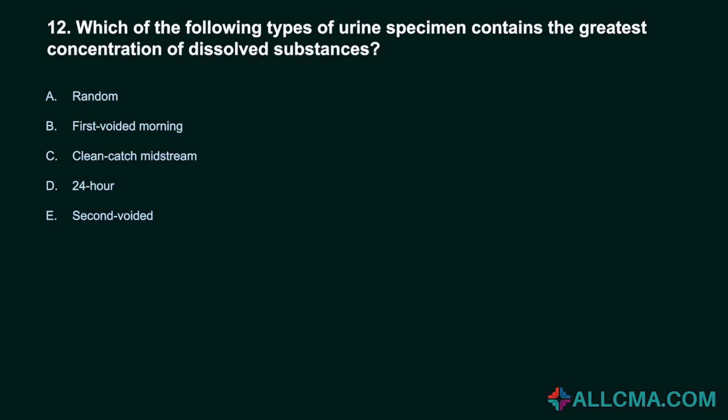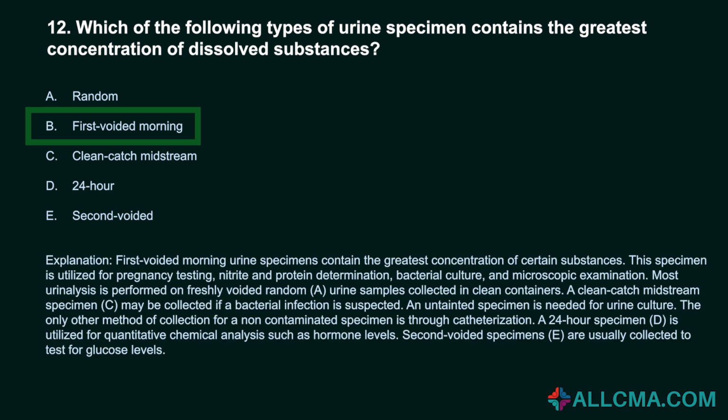12. Which of the following types of urine specimen contains the greatest concentration of dissolved substances? A. Random. B. First voided morning. C. Clean catch midstream. D. 24-hour. E. Second voided. Correct answer, B. First voided morning. First voided morning urine specimens contain the greatest concentration of certain substances.